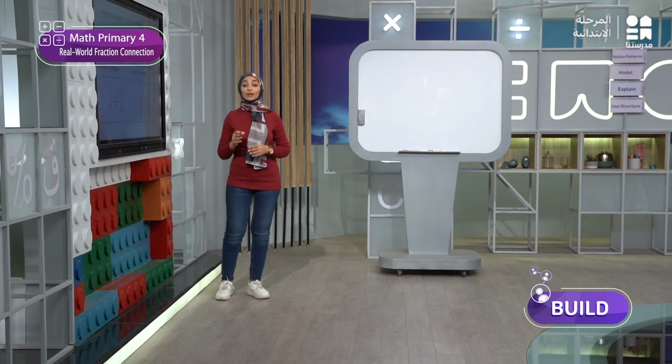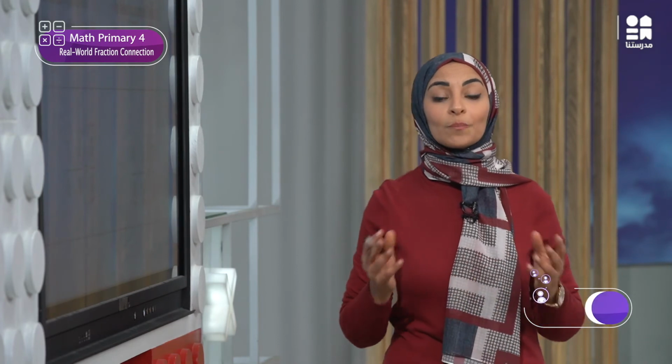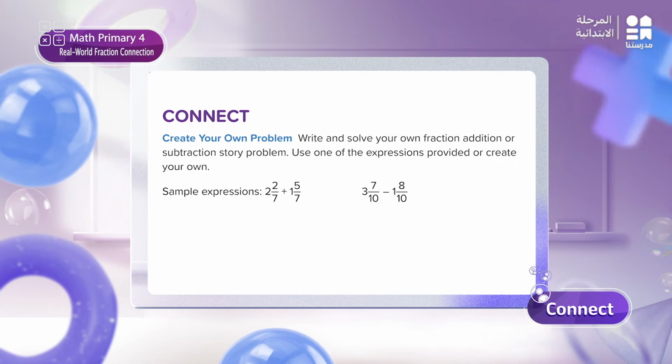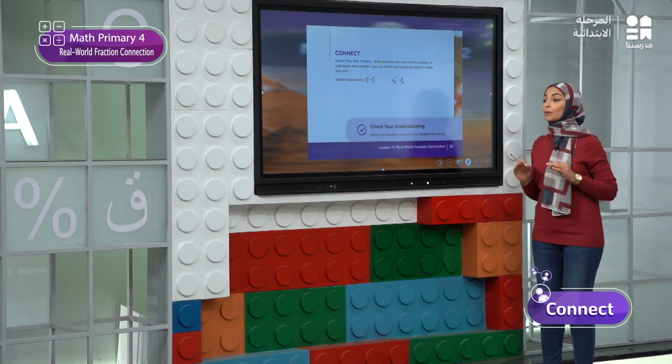Now after solving many problems together in the access part and build part, and problems in the form of a game, let's go to the connect part on page 61 in your school book. Each one of you is asked to write his own problem. Let's see together. Here's the connect part. Each one will write his own problem.